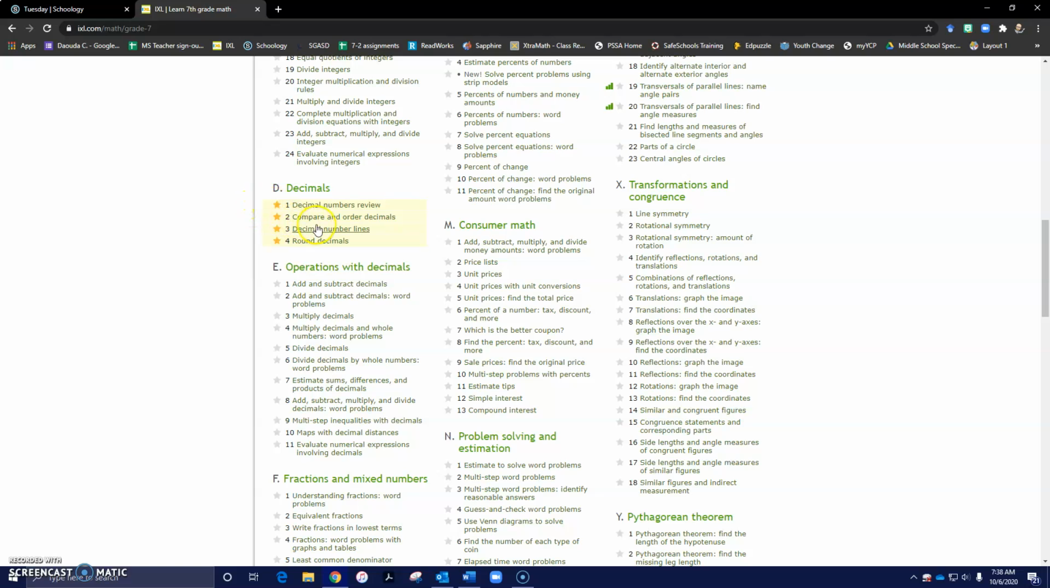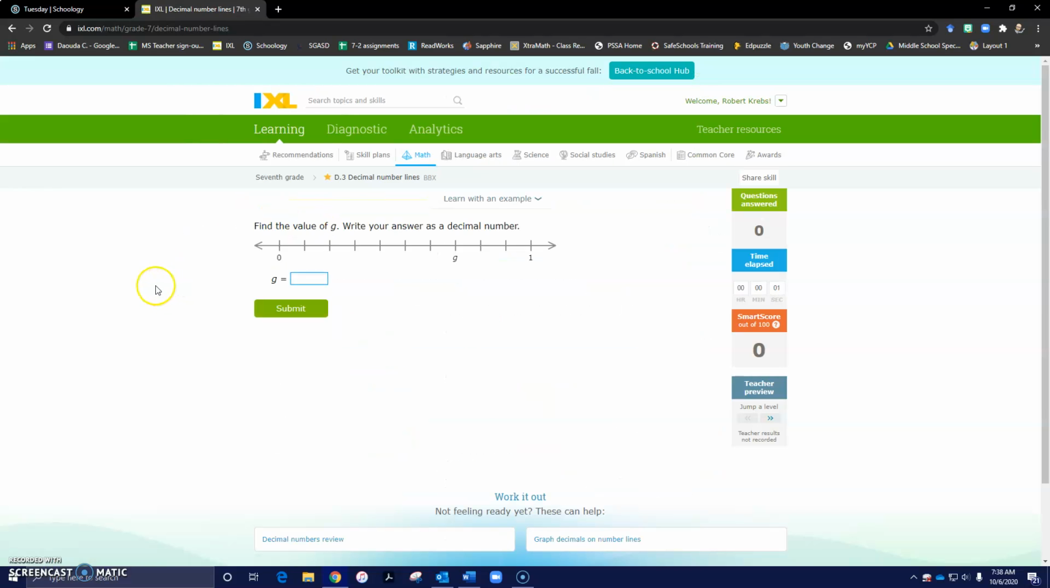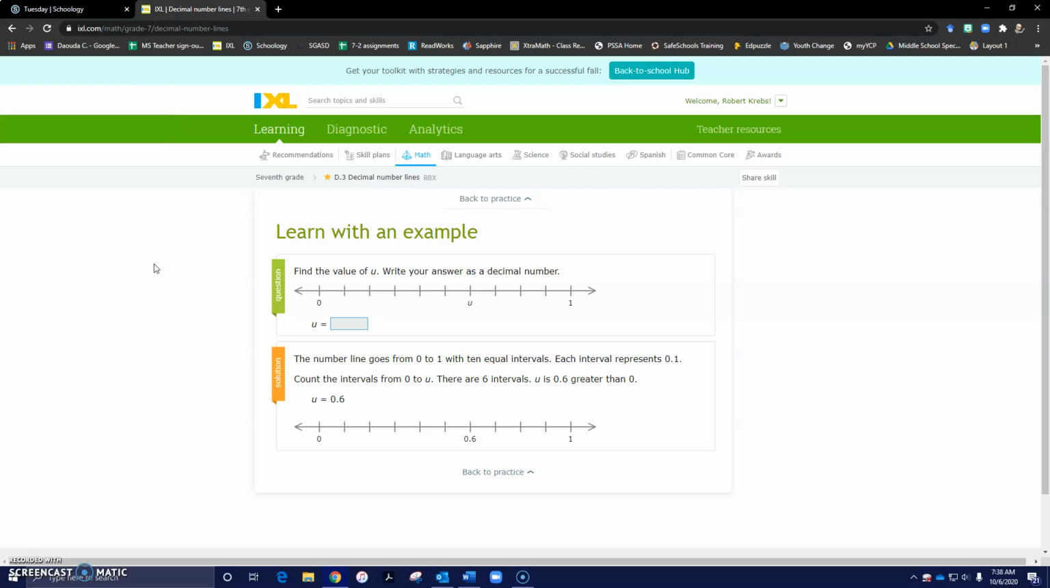D3 is talking about decimal number lines. In this one, we're going to be asked a lot of different things, but they're all going to involve looking at a number line. Okay, so let's take a look at an example here, because this is probably going to be the best way to go over this one.